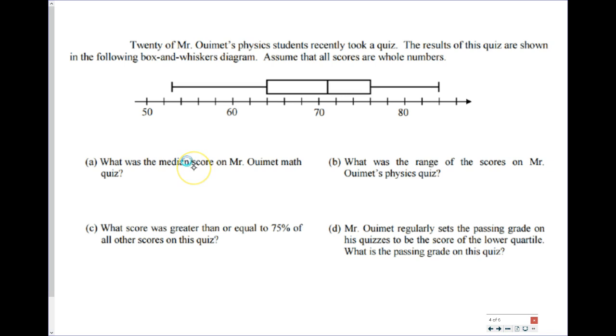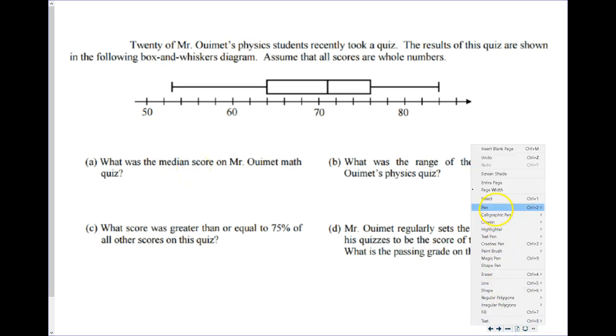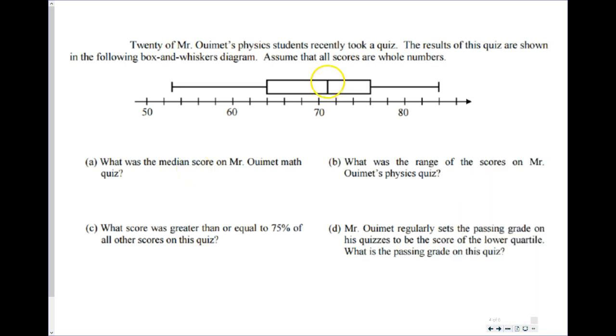What's the median score on the quiz? So we know what that means. That means we're going to go to this line right here because this is our median. Now this graph is going up by 2s, right? This is 52, 54, 56, etc. Okay, so because it's going up by 2s, I know the median is going to fall here at 71 because that's halfway between 70 and 72. So the median score here was a 71.